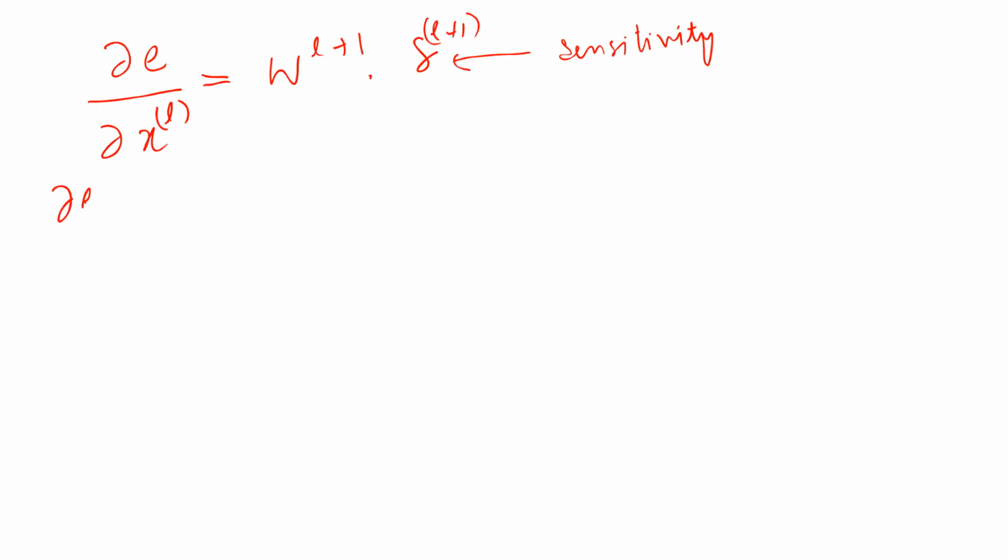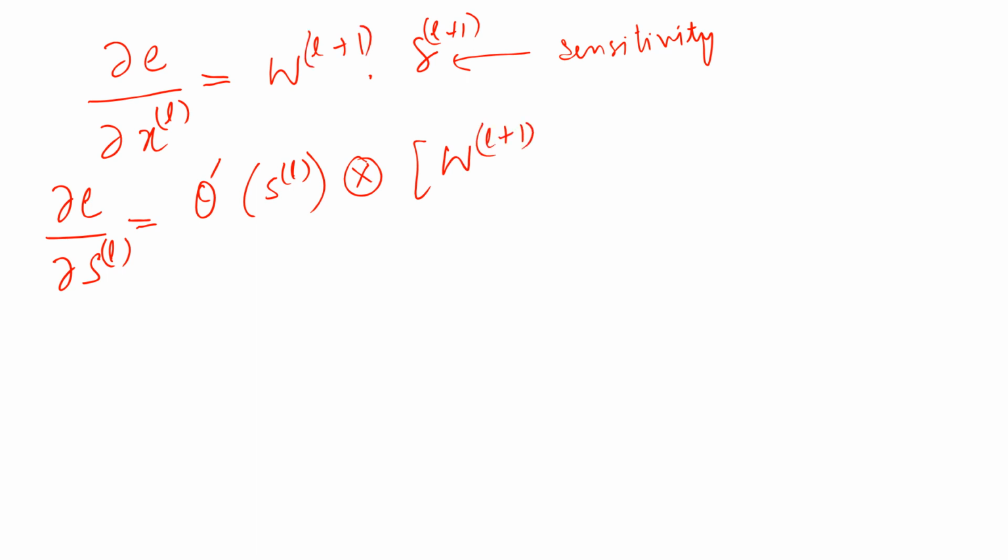So my final equation is delta E derivative with respect to SL equals theta prime, the derivative of the transformed function evaluated at the input, of SL, component-wise multiplication with WL plus 1, which we just got from here, times delta L plus 1. And this is component-wise multiplication over all the components. So what have we achieved after doing all this algebra and derivation, and eventually arriving at this particular equation?